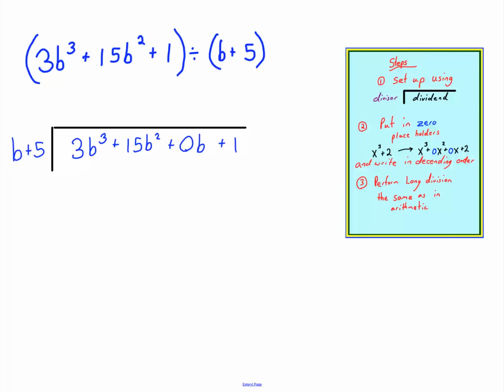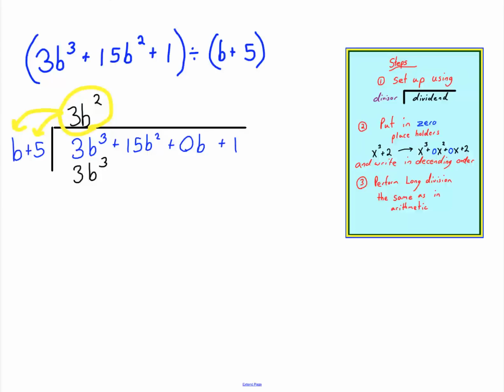Okay, so now let's do this division. So we have b plus 5. Well, how many times does b go into 3b cubed? Another way of looking at that is, what would I have to multiply b by to get 3b cubed? And the answer is 3b squared. Because 3b squared times b is 3b cubed. So what I did is I multiplied this by this first term. And now I need to do that to the second term as well.